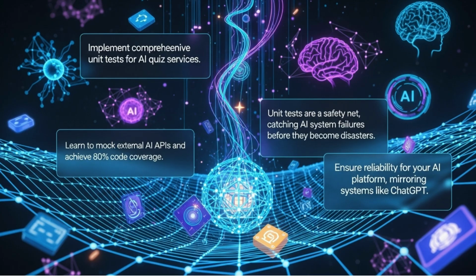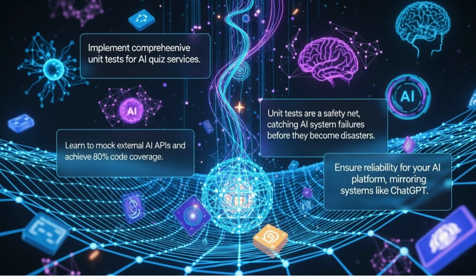Why does this matter so much in AI? Traditional web apps might just show wrong data if they fail, but AI systems can make wrong decisions with real-world consequences. Think of unit tests as your essential safety net, designed to catch those tricky edge cases before they escalate into user-facing disasters.